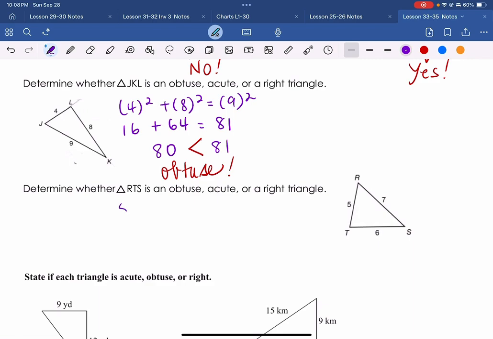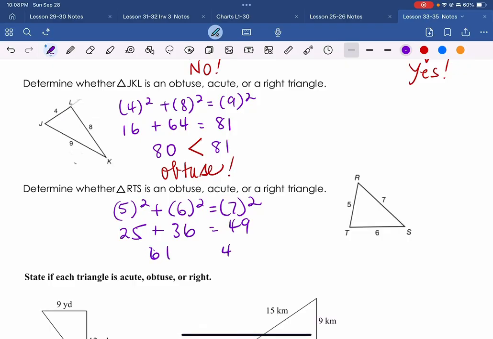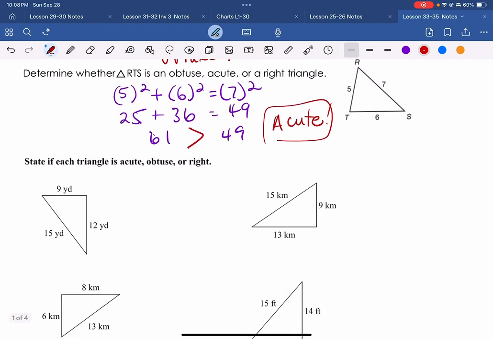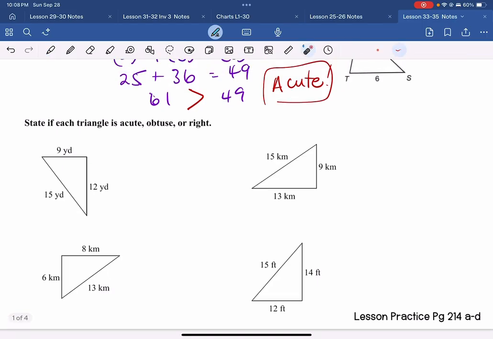Okay, so here we have 5 squared plus 6 squared equals 7 squared. This is 25 plus 36 equals 49. Add those together, we get 61, which is greater. So the C is smaller than, which means this is an acute. Pause the video and try these. Determine whether they're acute, obtuse, or right.